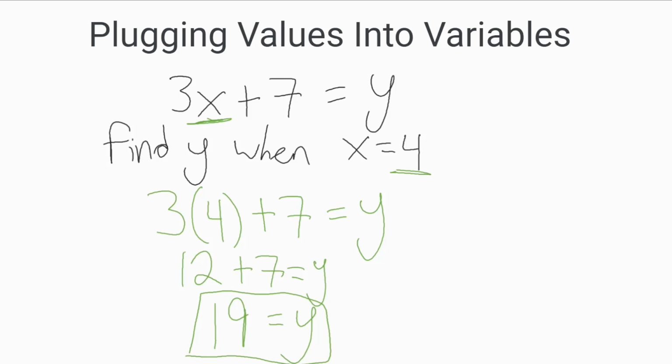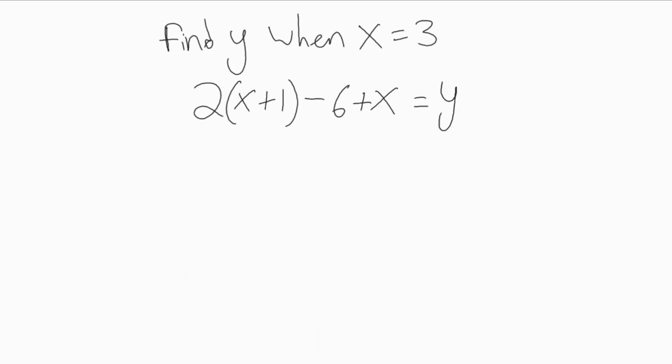We have more examples, so let's just jump right in. Our second example here, we need to find y when x is equal to 3. Now this example has a little bit more terms in it, but that's okay. The process is the same. Wherever we see an x in our problem, in which case we have 2 spots, we need to plug in 3. So we end up with 2 times (3 + 1) - 6 + 3 = y.